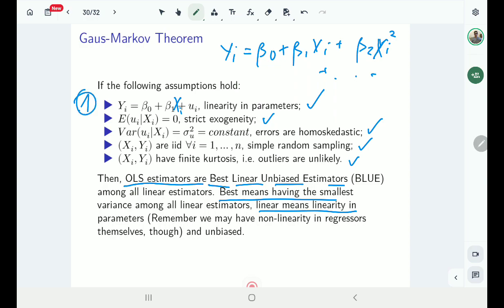Okay, if these 5 assumptions hold, then the OLS estimators are going to be best linear unbiased estimators. That is called the Gauss-Markov theorem, okay? That is the essence.